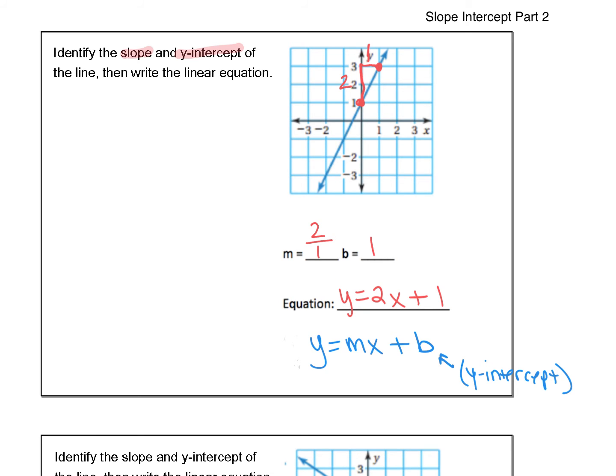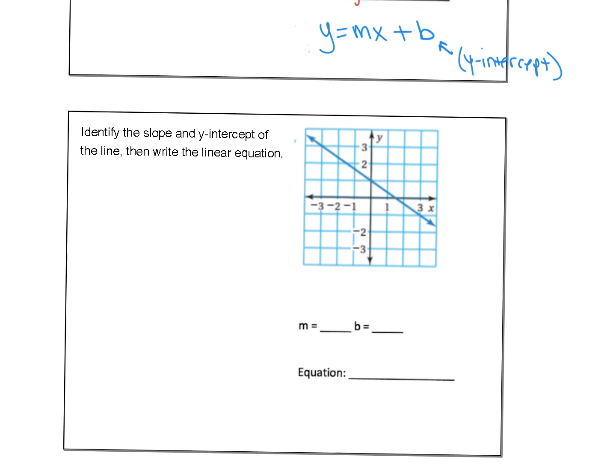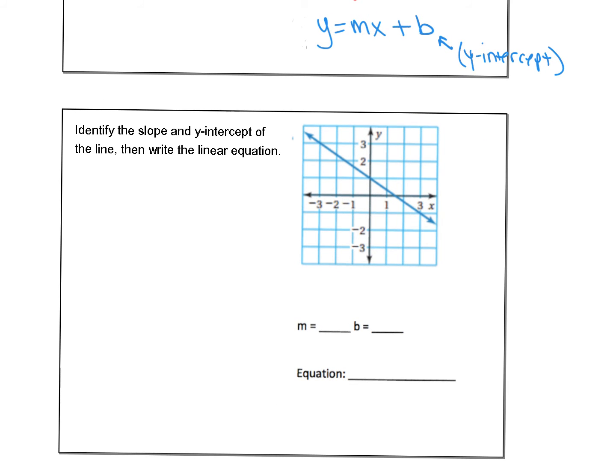All right, I know this is a lot, guys, but we're just wanting to introduce it so that you see this skill. All right, let's try this one again. So we're going to do the same thing. We're going to identify our b and our m. Remember, our b is just looking to see where our line hits the y-intercept. And our line is hitting the y-intercept right here. If I look at these numbers, this is 0, so that means this is 1. So that means our b is 1.